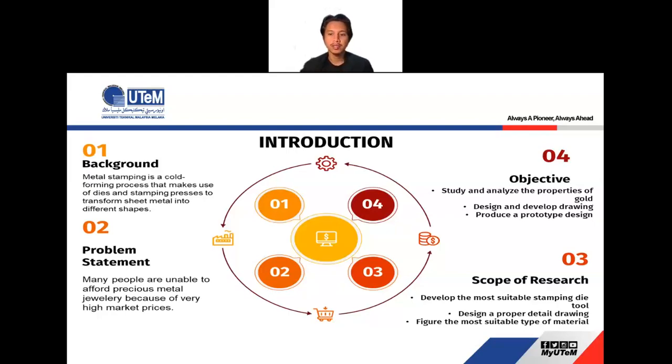And then the fourth one is the objective. The objective for my project is to study and analyze the properties of gold and the material to make the stamping die. The second one is to design and develop drawing. And the last one is to produce a prototype design of a gold bracelet stamping die. And the scope of research includes to develop the most suitable stamping die tool, to design a proper detailed drawing, and to figure the most suitable type of material to make the stamping die.